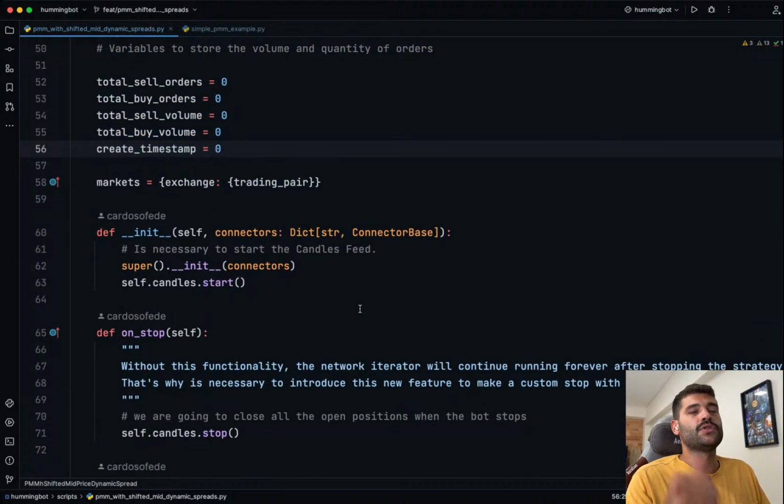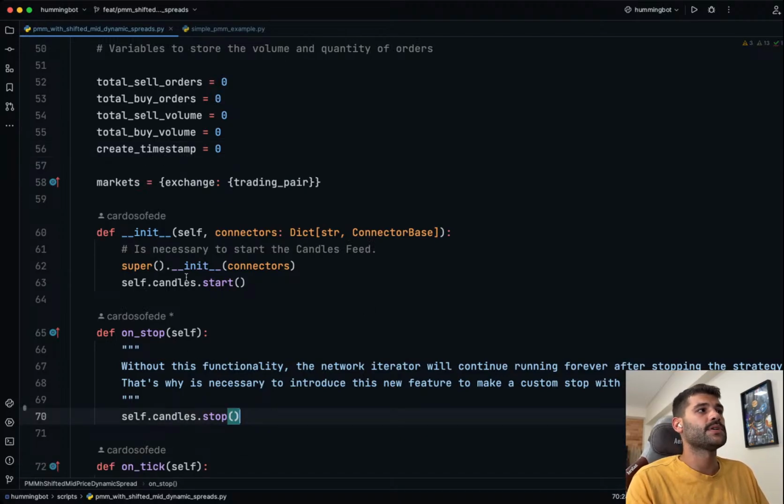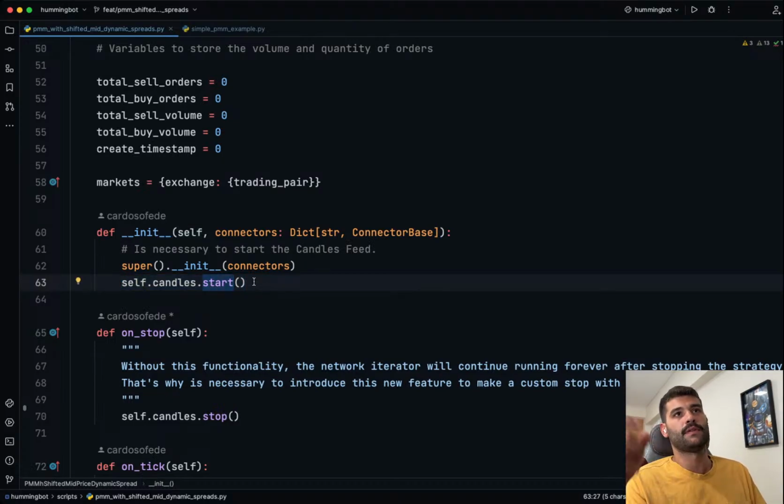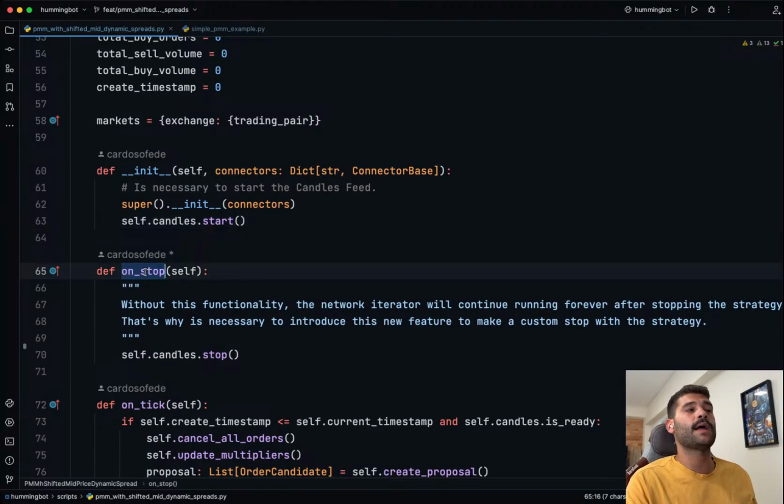Then, as I mentioned, we need to start the candles and stop the candles. In the init, we are going to do the init of the script storage base, and then run the start method of the candles, which will start receiving the information of the new candles via WebSocket and collecting via REST the information that is missing. Every time that you run the stop command, you have the ability to do some custom stuff below this onStop method. So we are going to stop the candles here too.